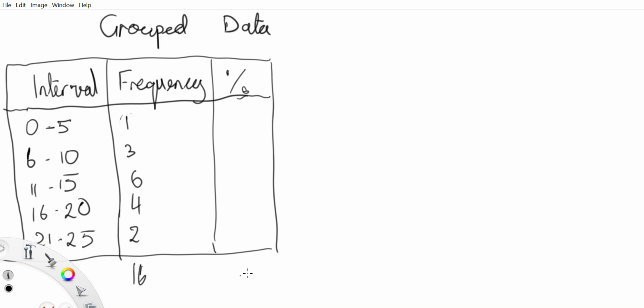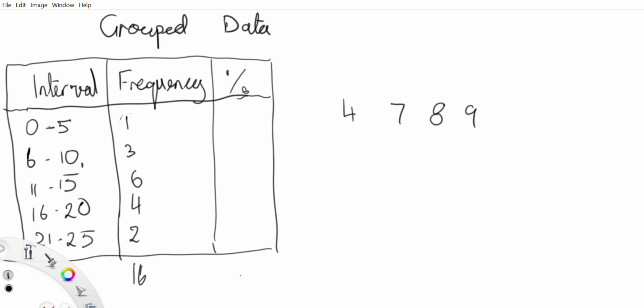This is exercise 9I and it's all about grouped data. We can represent grouped data in what's called a histogram, but we've got to do a few steps before we get there. First of all, we would have a whole set of data, let's say some data like this, and we need to express this in a frequency table.